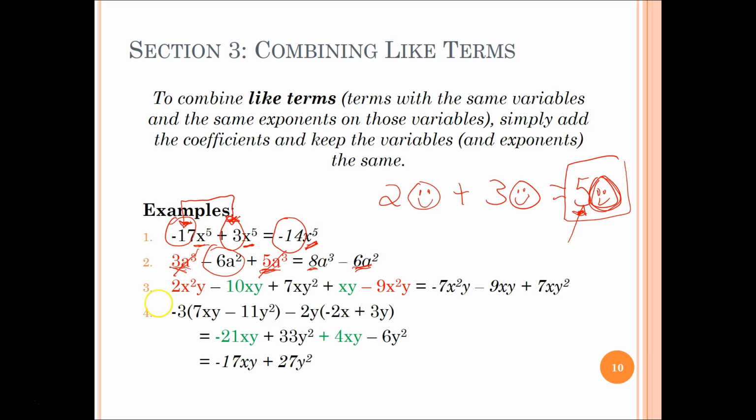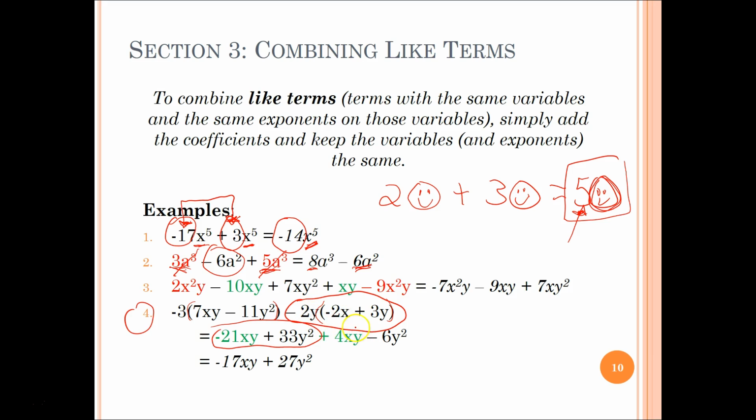So we're going to take a look at this one. Notice that when we have parentheses, we have to distribute before we can combine. So in this case, negative 3 times the expression 7xy minus 11y squared is equivalent to negative 21xy plus 33y squared. So we've distributed and removed these parentheses. We're going to do this over here as well. We're subtracting, so be careful of that sign. Negative negative is a positive for x times y.